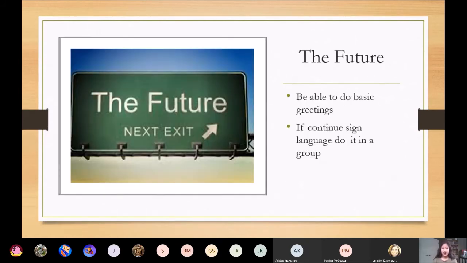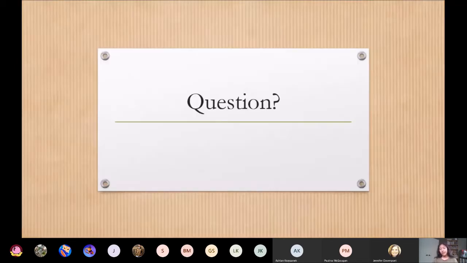In the future, I do not want to continue sign language, but I still want to be able to do basic readings in case I meet a deaf person around the world, and then I still want to be nice and say, "Hi, how are you?" in sign language. If I do continue sign language, I would do it in a group. Like I said before, I'd love to have someone do it with me so I can communicate and enjoy it a lot better. Thank you for listening, and any questions?